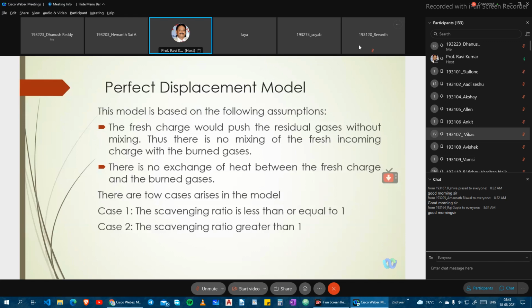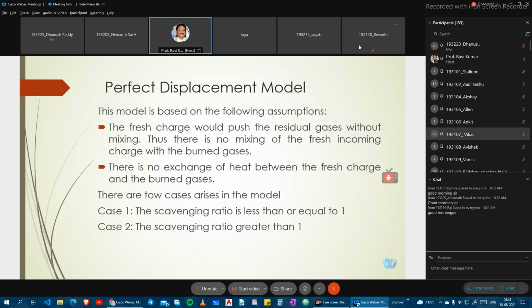And the second one is that there is no exchange of heat between the fresh charge and the burned gases. These two are only assumptions, because once the cycle starts, whatever percentage of leftover gases we push out, still some residues will remain inside the combustion chamber, and some heat also will be there, because immediately after one power stroke we have another power stroke, as the crank revolution is only once.